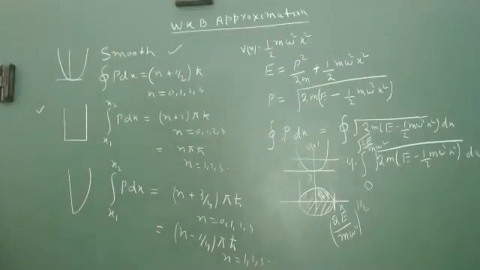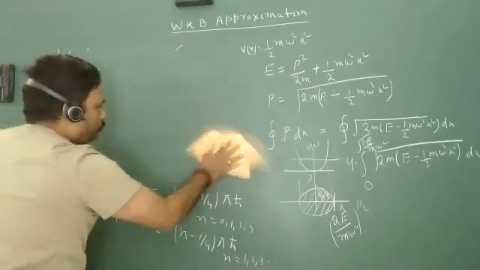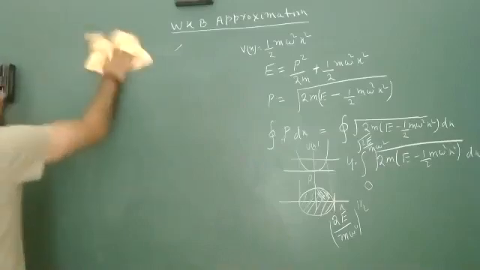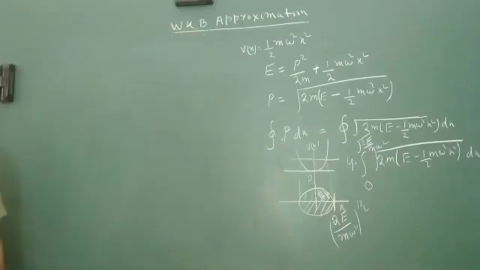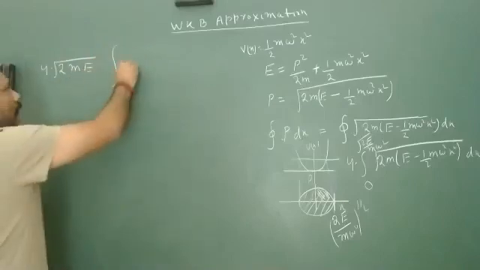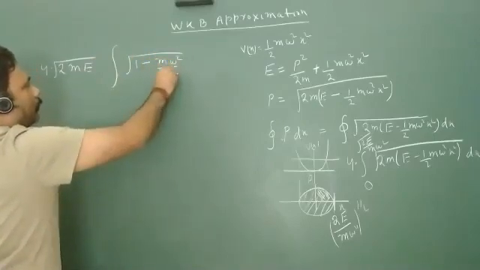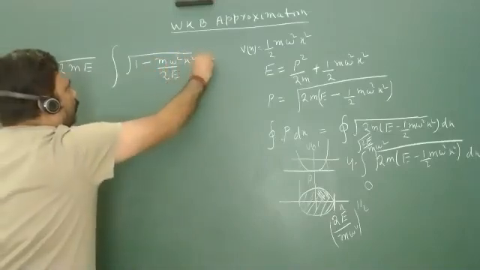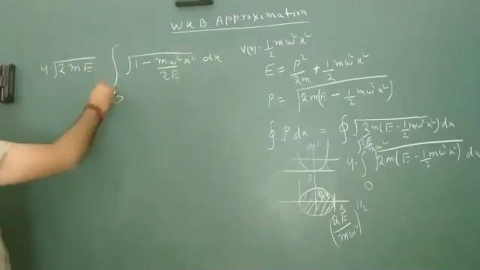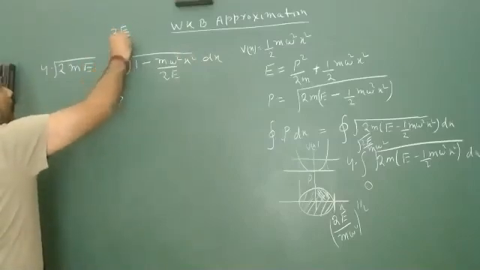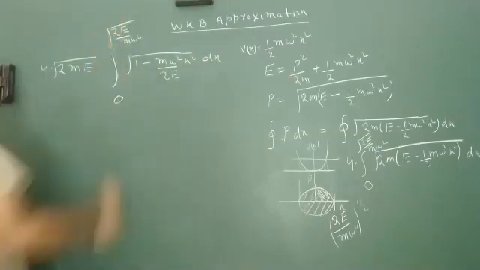So now, what will be the next target? Can anybody tell me how we will approach this type of integration? Sir, take 2m common under the root. Very good. We will make it dimensionless, and then we will substitute. So we take root 2me common, and now you can do it very fast. That is 4 times root under 2me, integral of root under 1 minus m omega square upon 2e x square dx, from 0 to root under 2e upon m omega square.